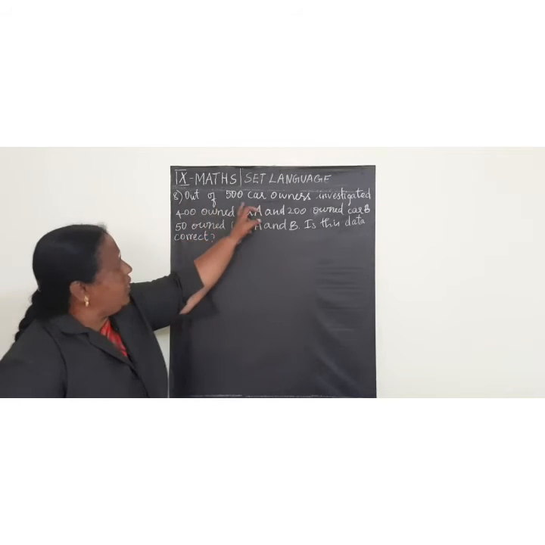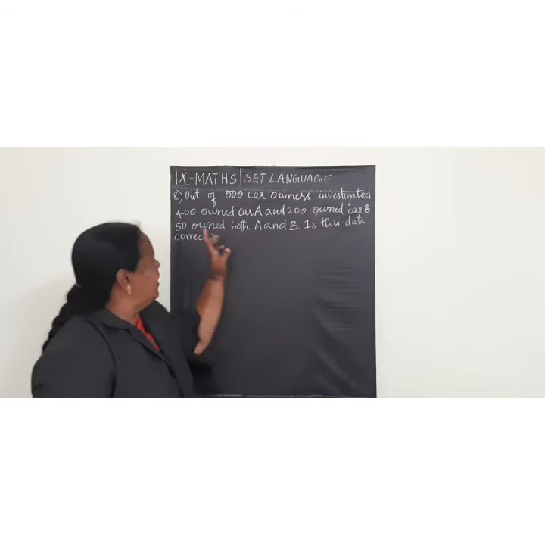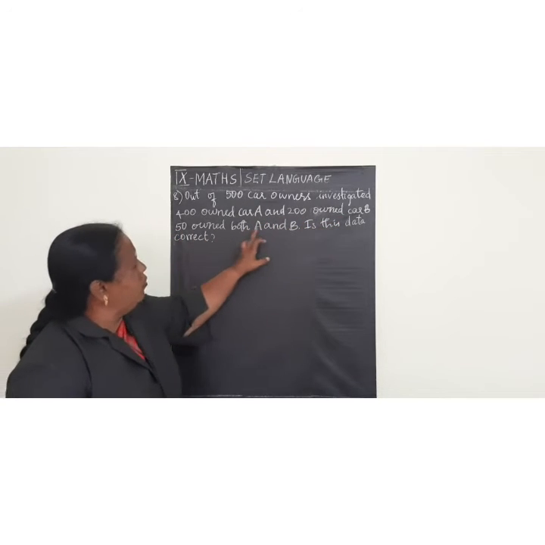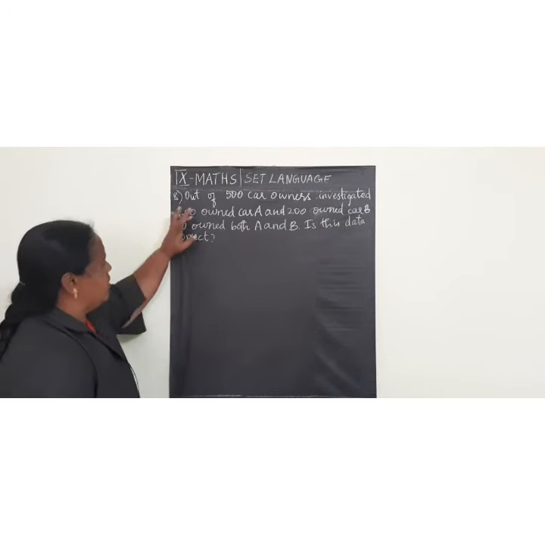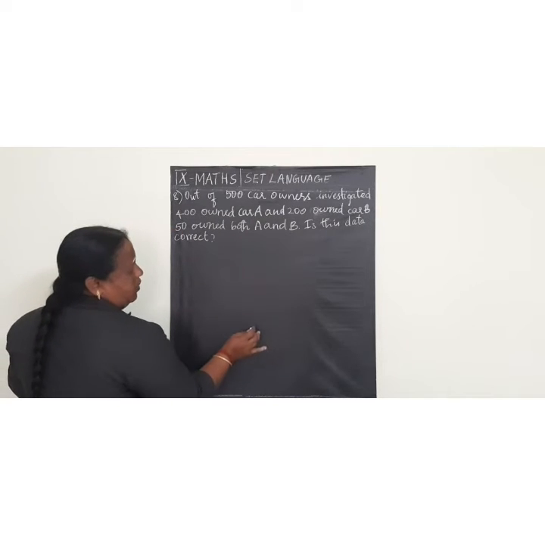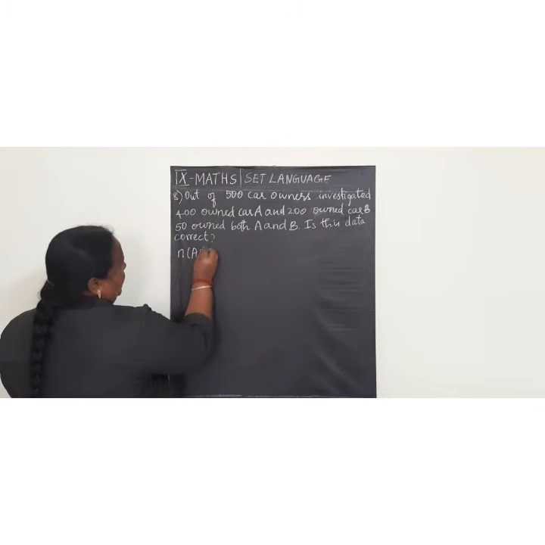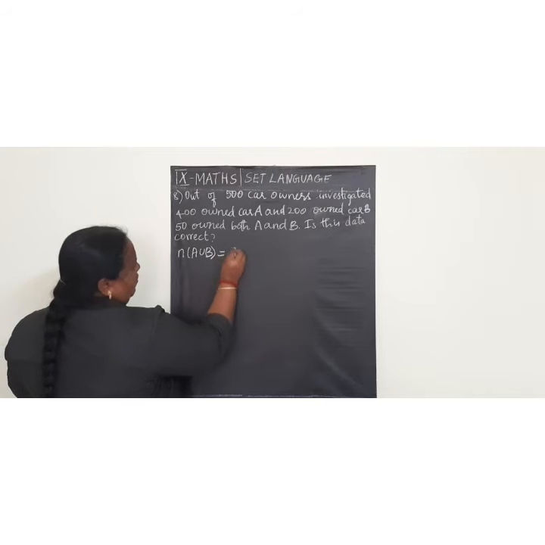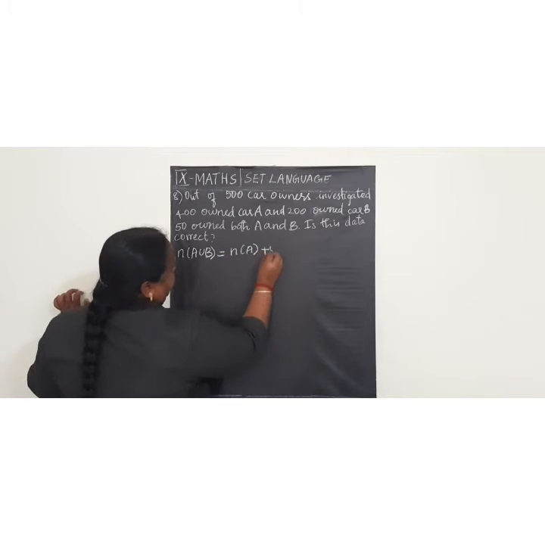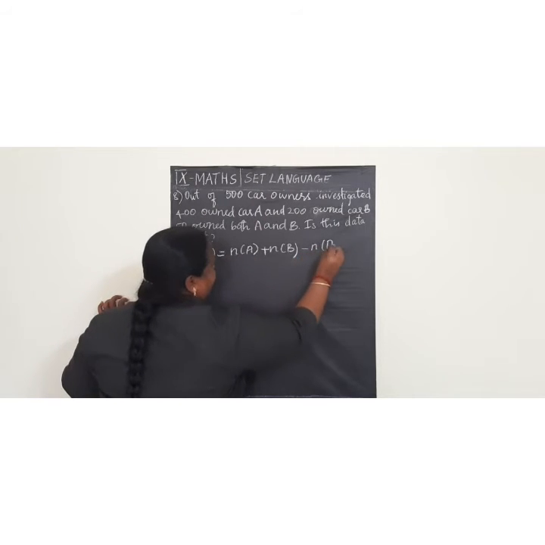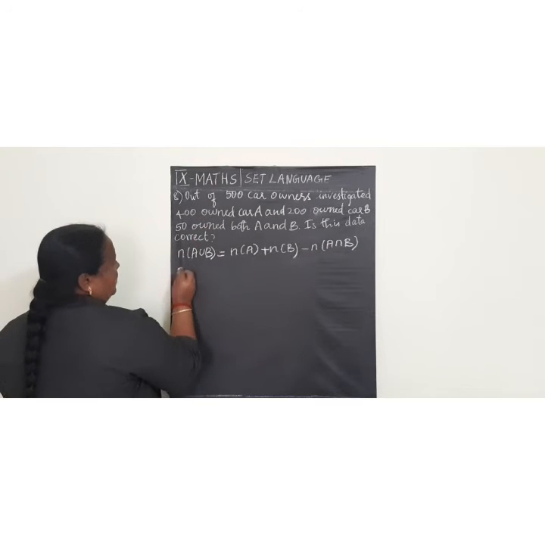Next question: out of 500 car owners investigated, 400 owned car A, 200 owned car B, and 50 owned both car A and B. Is this data correct? From this one we can't use the Venn diagram. By using the formula we have to find it. n(A ∪ B) is equal to n(A) plus n(B) minus n(A ∩ B). By using this formula only we have to find whether the given data is correct or not.